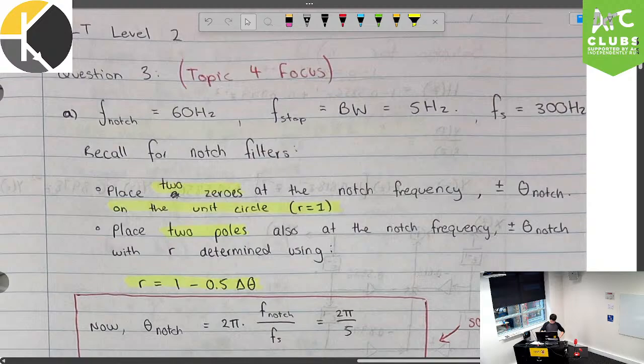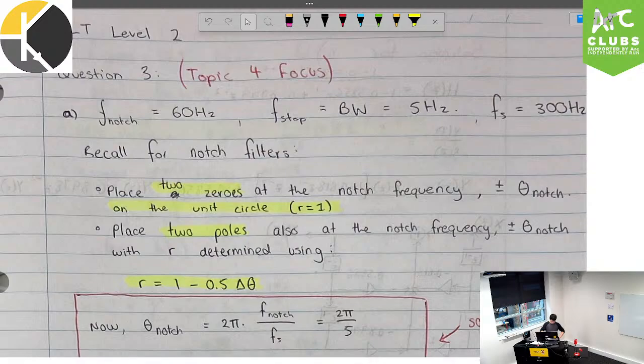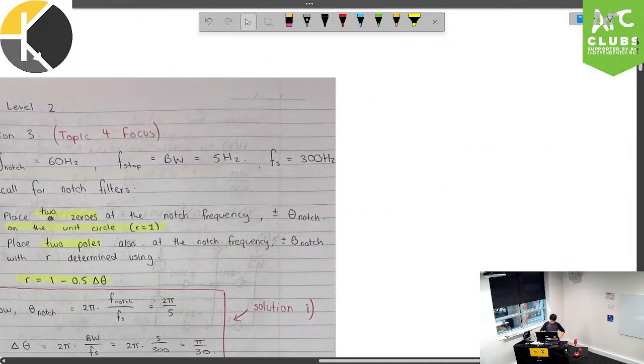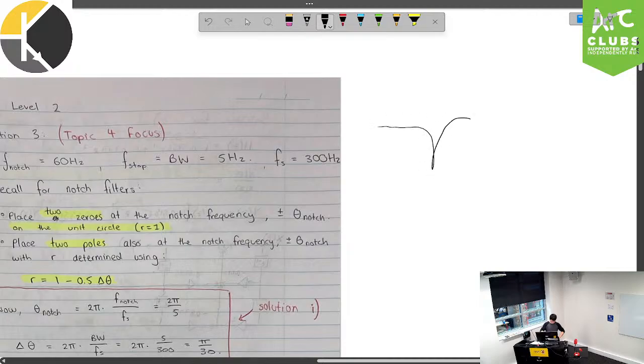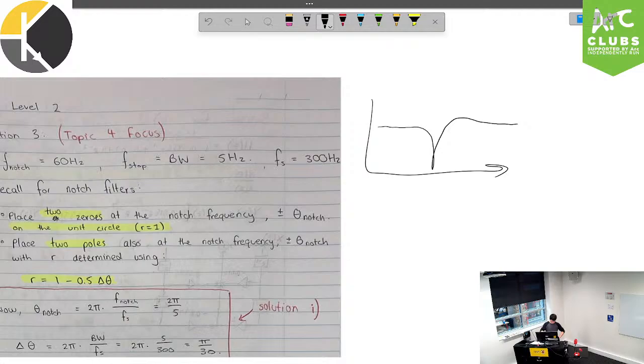When we're designing a notch filter, we're going to consider pole placement, zero placement, right? So especially for a notch filter with a stop band, we want to consider something that looks like this within our frequency response, sorry, within our magnitude response, where we get a stop band. This corresponds to 5 Hertz, and the stop frequency corresponds to 60 Hertz. All right?